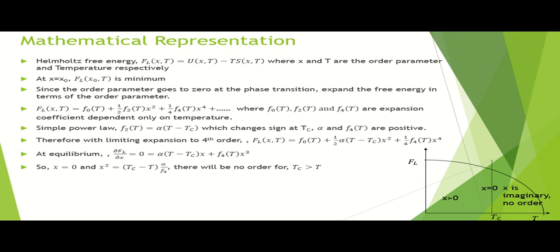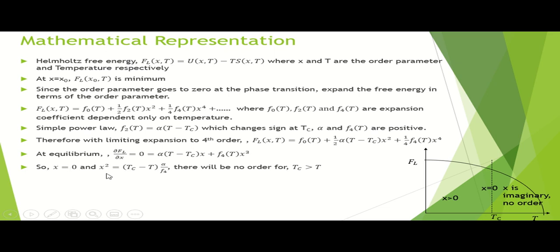And you know, order parameter is a physical phenomenon like magnetization, polarization. It cannot have imaginary values, so that value does not have any physical meaning. It is not allowed mathematically. Although it is allowed physically, it has no significance. Therefore we will say that there is no order when the temperature is higher than Tc, because x does not take any real value.